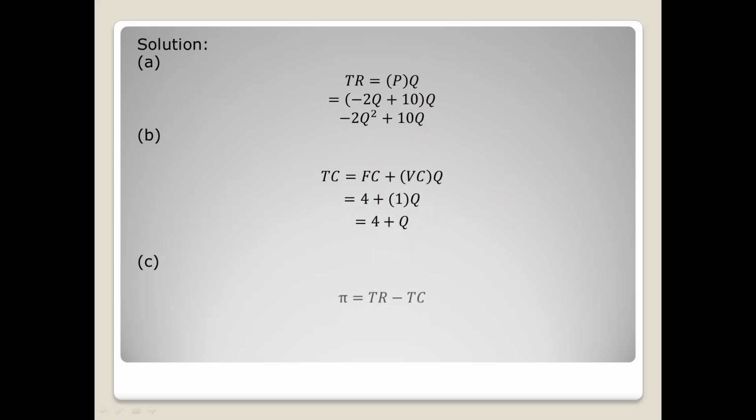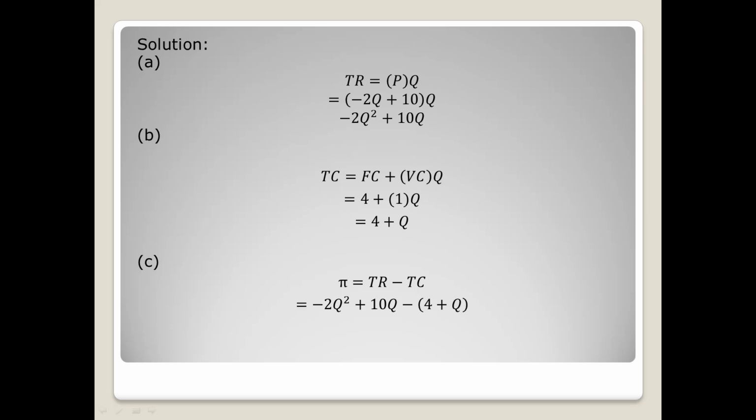Now, next, we need to find an expression for the profit. We said the profit is the difference between the total revenue and the total cost. So if we substitute the total revenue from here and the total cost from here, what we will get is minus 2Q squared plus 10Q. See, the first two terms are the total revenue, and the last two terms here are the total cost.